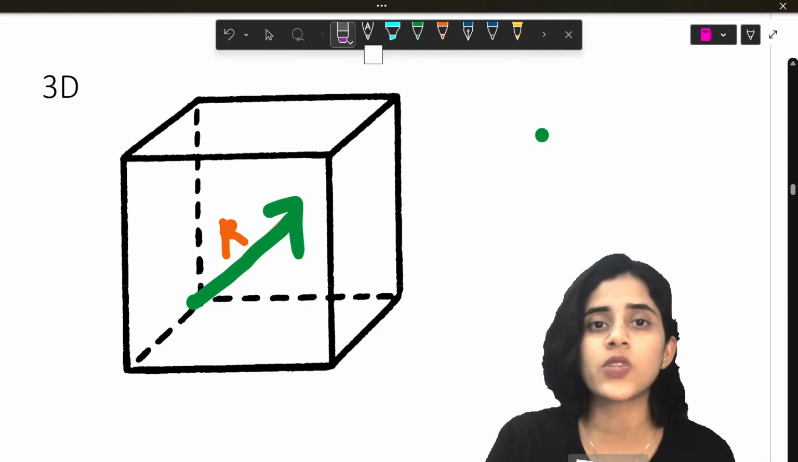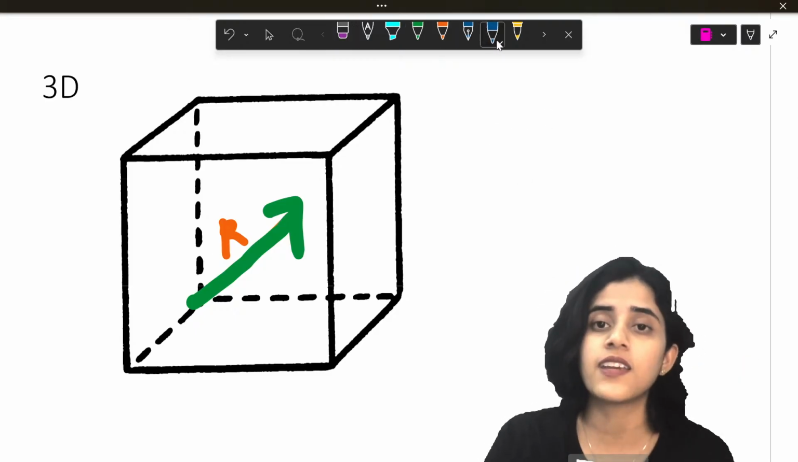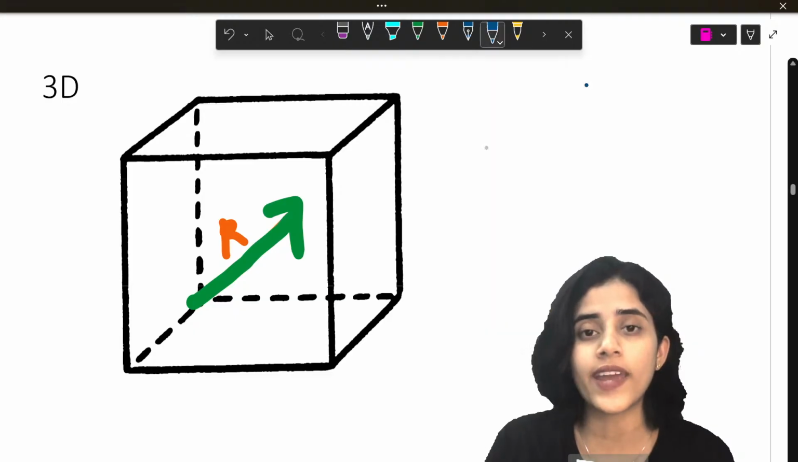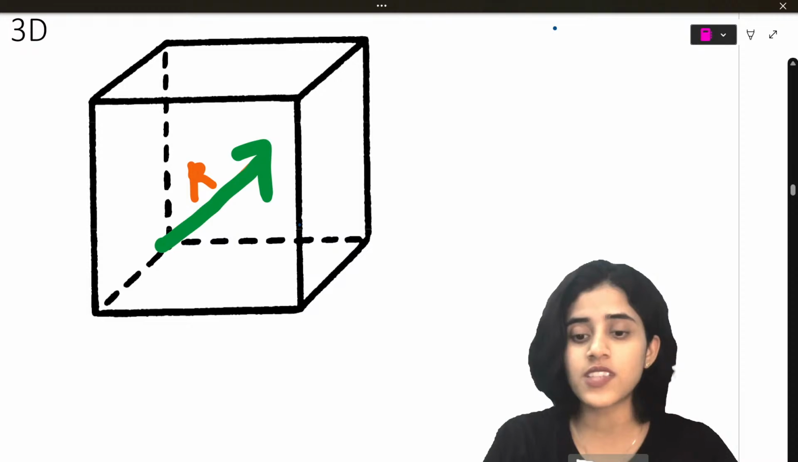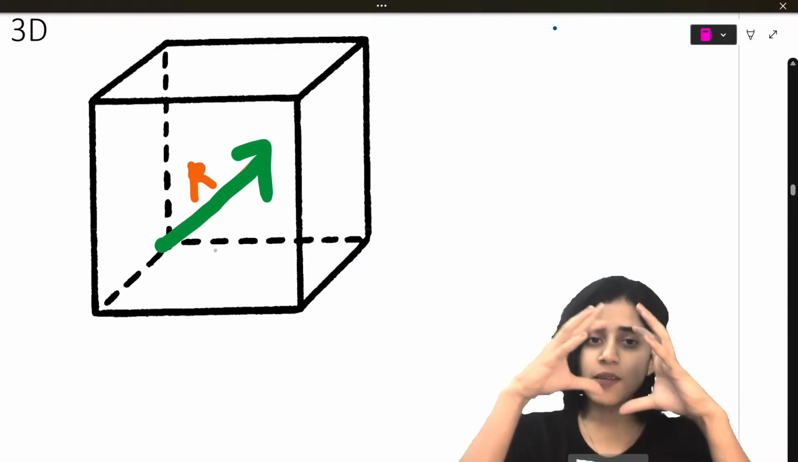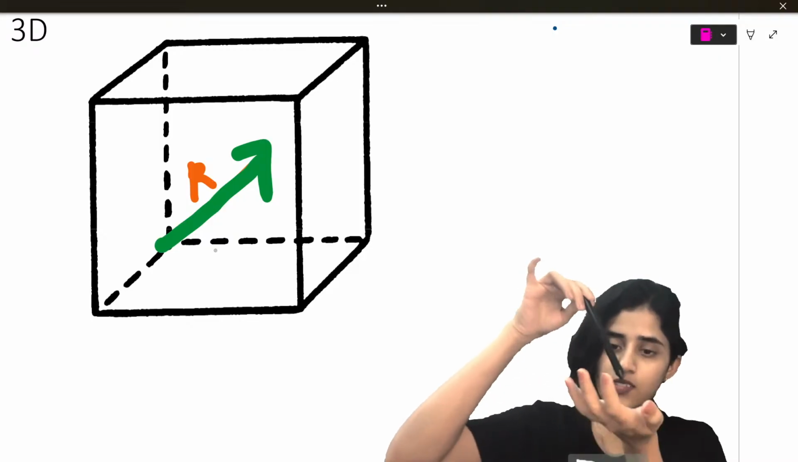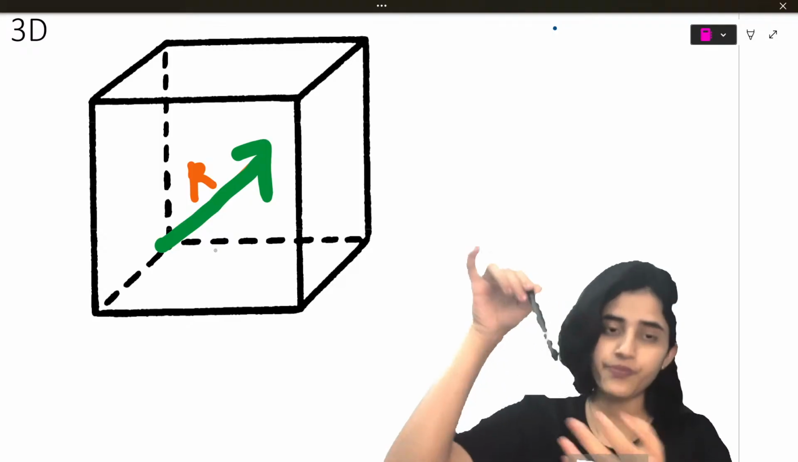How will I find the x-axis, y-axis and z-axis components? Here I need to consider all three axes because this is a three-dimensional object. So it's not just x-axis or y-axis, it's all three axes. Let's say this is like a box and r is like this. I don't have a box with me, but r is like this.